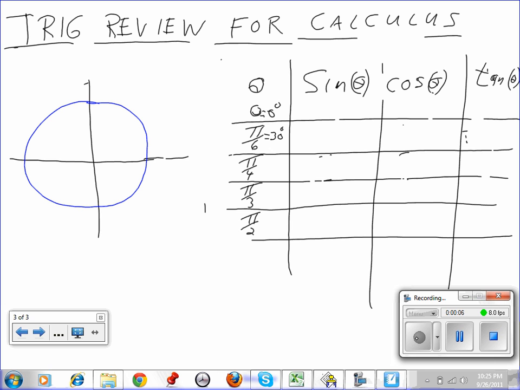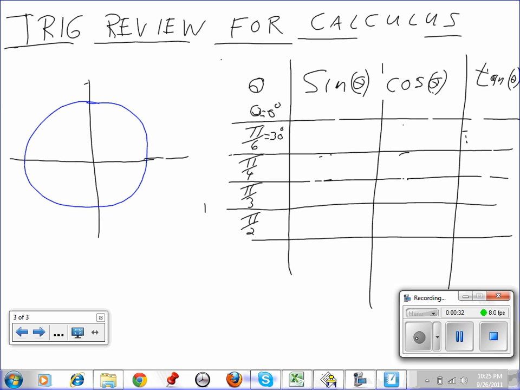Here I noticed in class today, as we were learning how to take derivatives of various trig functions, sine, cosine, and tangent, and as we were working those problems, I realized a quick review of some trig properties that come up over and over in calculus would really help you complete your homework a lot more efficiently.